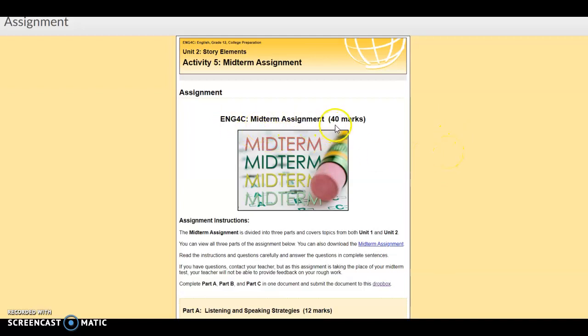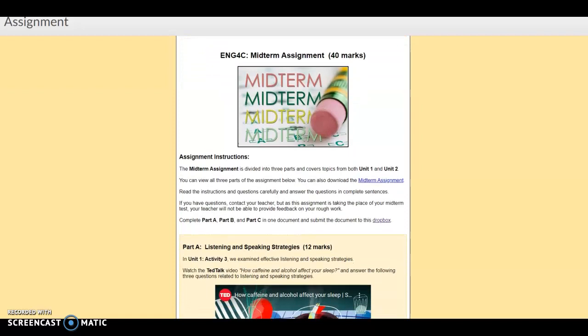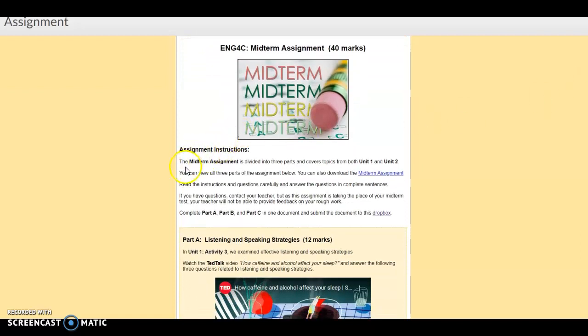The midterm assignment is worth 40 marks, so it's a major assignment. Make sure you read through the instructions carefully here. As it says, the midterm assignment is divided into 3 parts. So it'll be part A, B, and C. And the topics covered in the assignment will cover both Unit 1 and Unit 2. So again, it's a midterm assignment, so anything from Unit 1 or 2 is fair game.